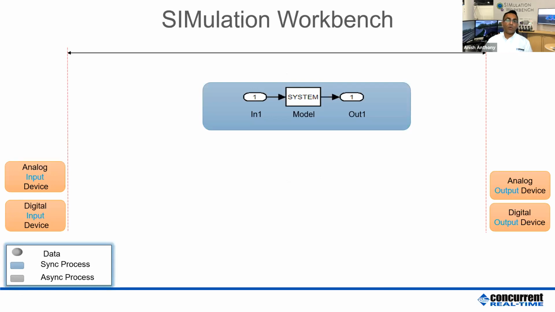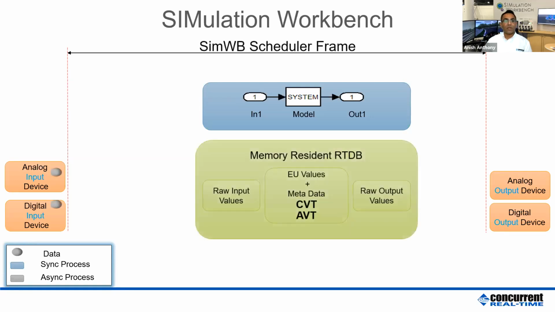Here's a quick overview of the Simulation Workbench frame. In the last talk by Don Iles, we saw a frame of 2 seconds. Exactly similar to that, we have a SimWorkbench scheduler frame, and at the center of it you see your Simulink model. It could be a C++ model or models from other modeling tools. Then you have the memory resident real-time database, and in order to talk to the real world, you have the input devices on the left side and the output devices on the right side.